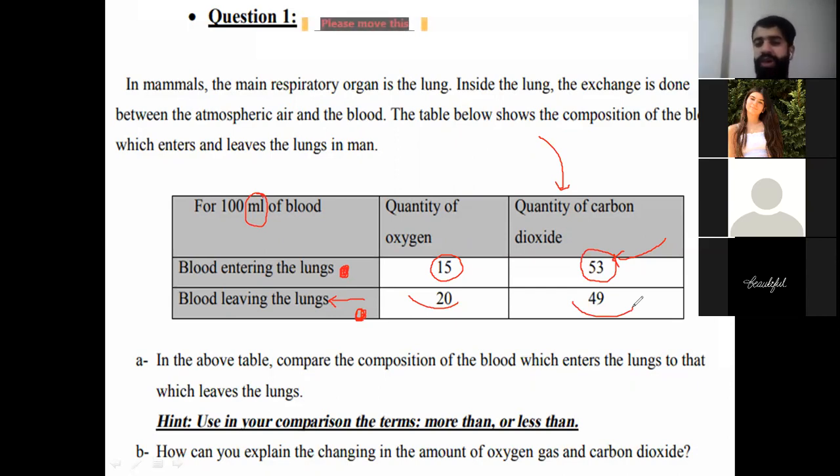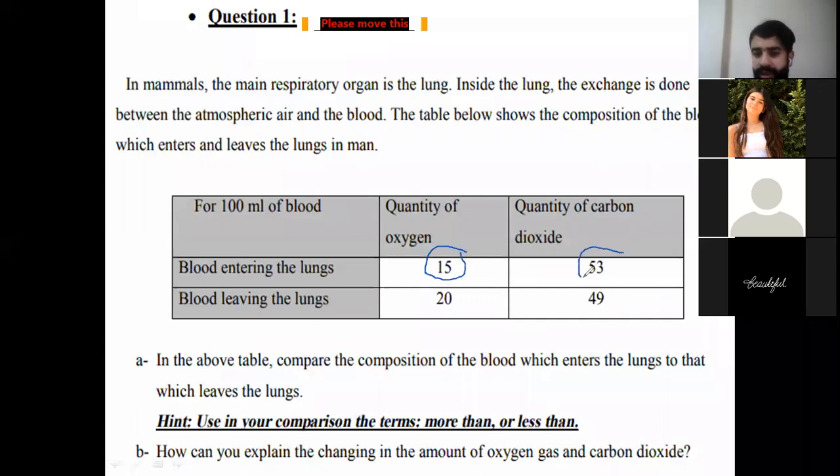So here we did the comparison. Pay attention to this mistake. Some of you are going to compare the quantity of oxygen in the blood entering to the quantity of carbon dioxide in the blood entering. This comparison is not true. You have to compare the oxygen with the oxygen and the carbon dioxide with the carbon dioxide, entering and leaving.